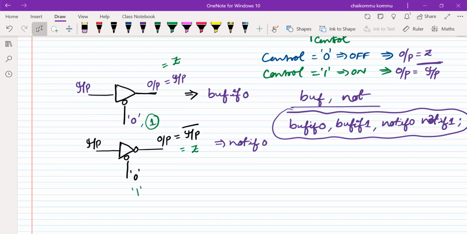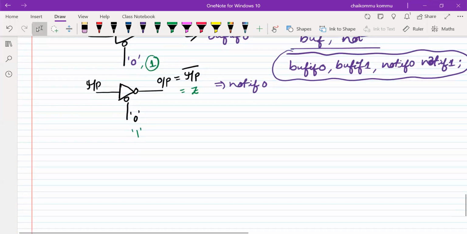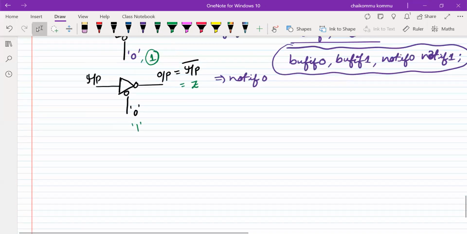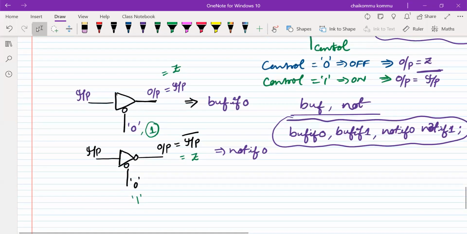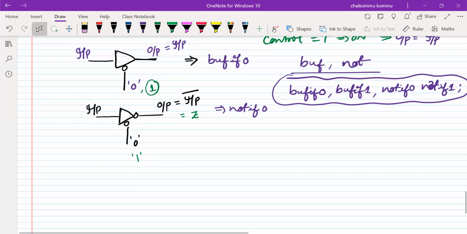Okay, so let us consider the truth table for this one. Let us draw the truth tables. I have taken them from the textbook.